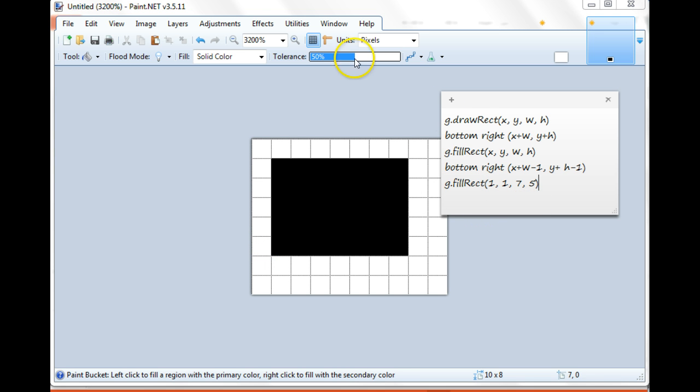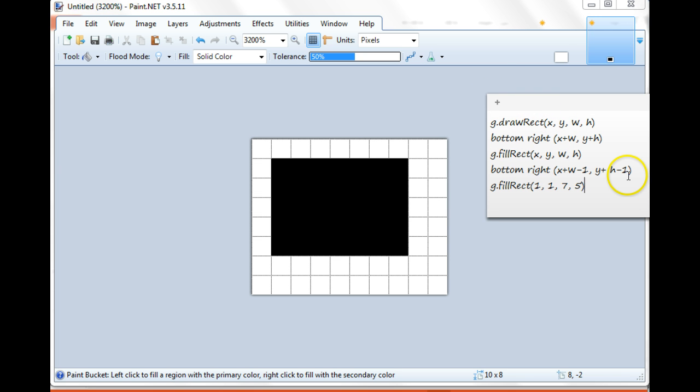Okay? So in that case, let's just make sure that our bottom right conforms to what I set up here. So our bottom right should be 1 plus 7 minus 1, comma, 1 plus 5 minus 1. So what does that come out to? That comes out to 7, comma, 5, right? So this point should be 7, comma, 5, and that's what it is. Cool.